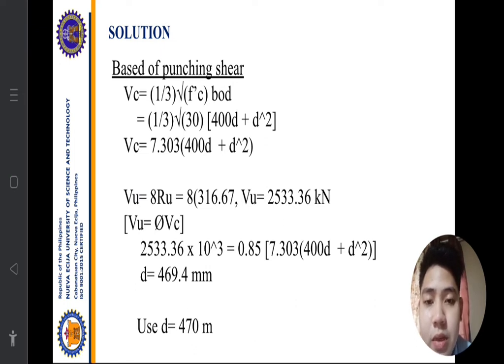Our Vu, therefore, is going to be 2,533.36 kilonewtons. Vu is equivalent also to reduction factor times Vc. 2,533.36 times 10 raised to 3 is equivalent to 0.85 times 7.303 times quantity 400 d plus d square. Therefore, our d is going to be 469.4 mm. Or rather, we are going to use d as 470 millimeters.